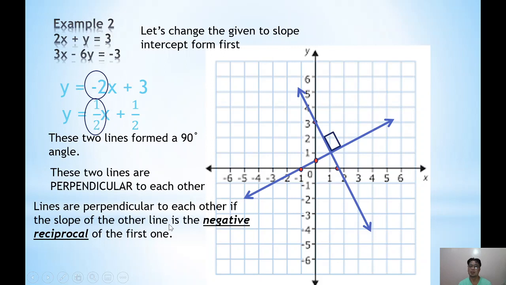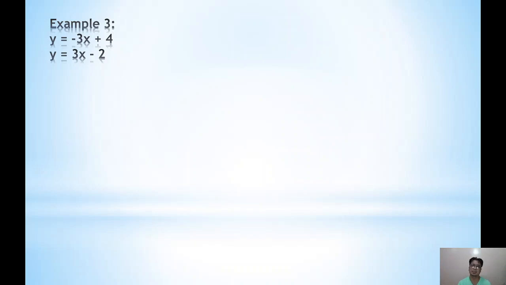Negative reciprocal, iyan po ang tatandaan. Perpendicular yung mabubuo nating system of linear equation. That will be the second one. Let's have example number 3. Y equals negative 3x plus 4. Y equals 3x minus 2.